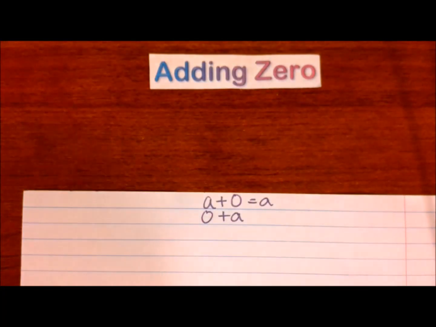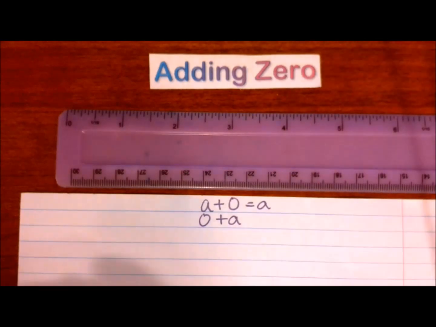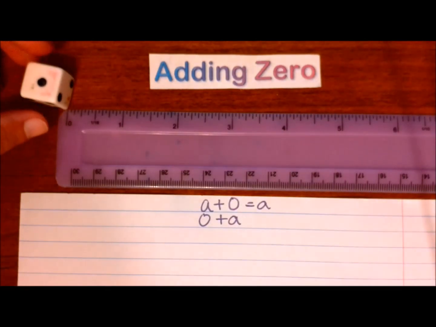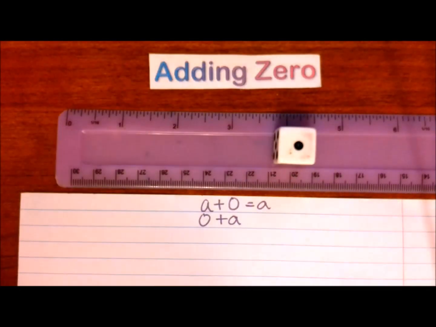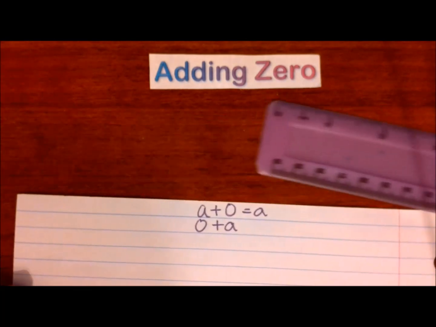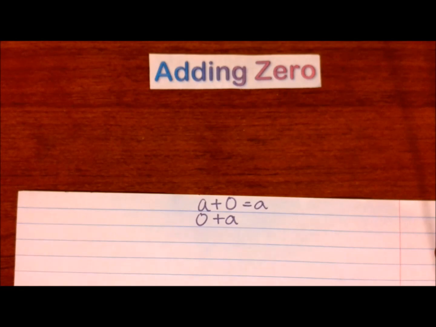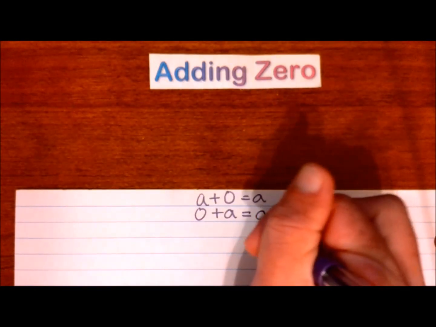You can think about this with the roller method. Suppose I start at 0 and then I move A steps. I would be at A because I started at 0. So 0 plus A is equal to A.